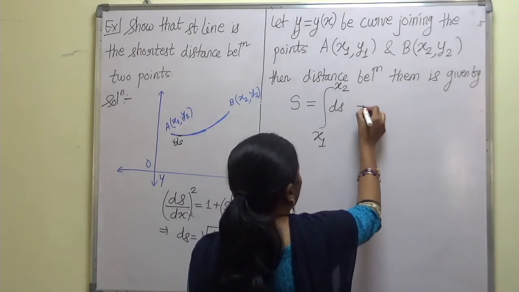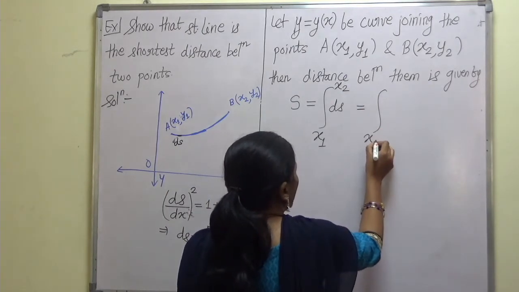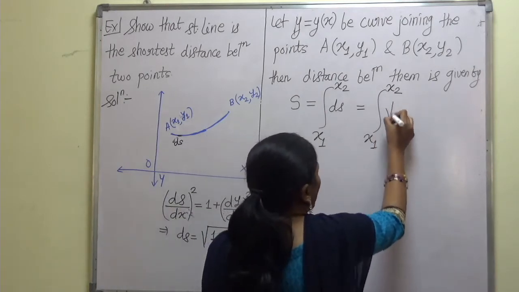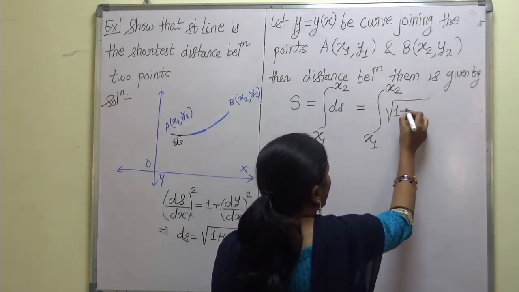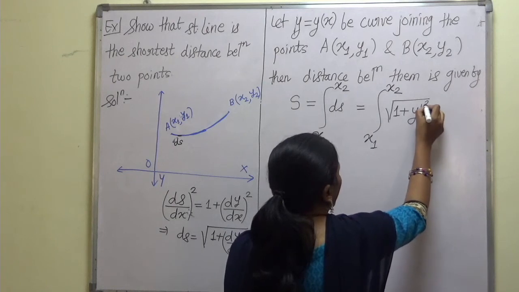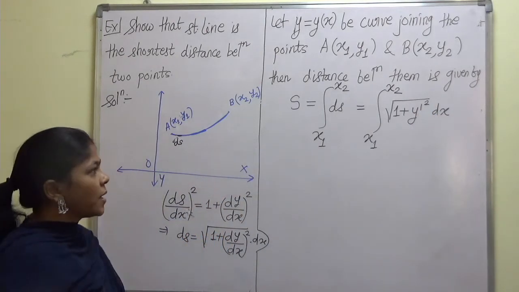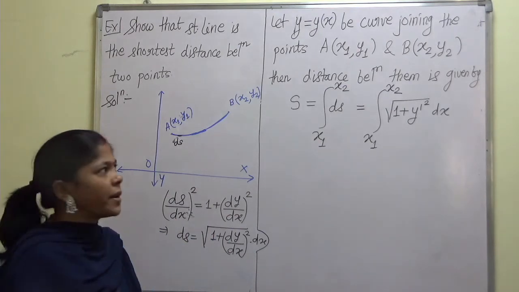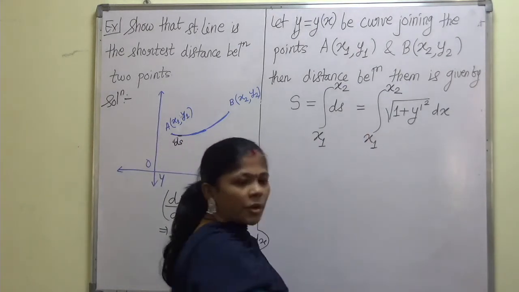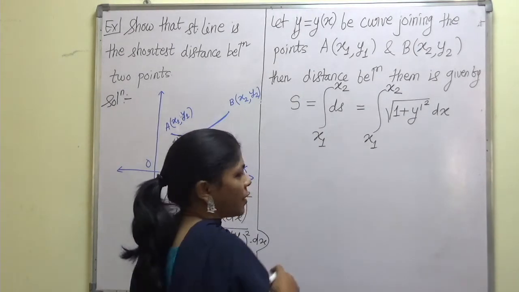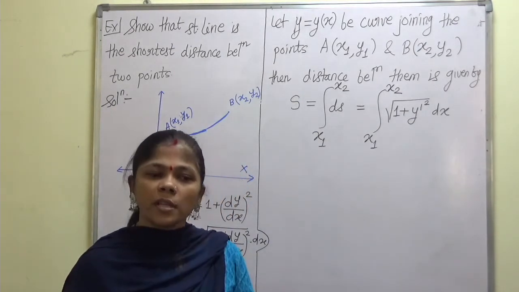So that is equal to what? Integral from x1 to x2. What is ds? So that is under root of 1 plus y dash square. Isn't it? So it is under root of 1 plus y dash square. So in this way our function has been framed, right, mathematically. So now we are in a position to solve this problem.